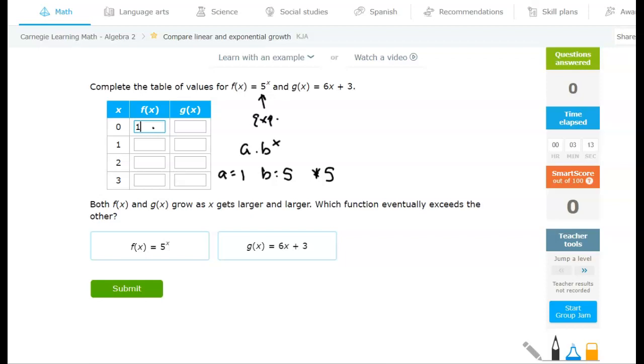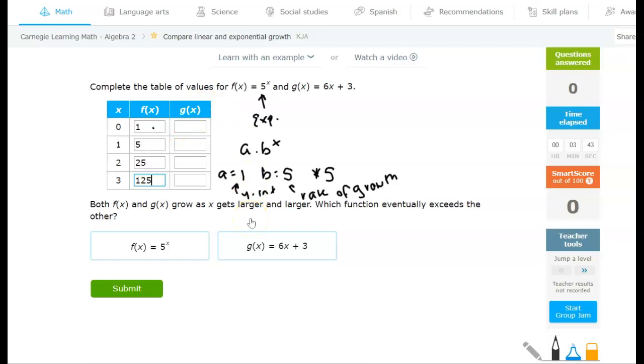So the a value in this case is the y-intercept. Let me write that here, y-intercept. And the b value is like my rate of growth in this case. So when I'm looking at this, I'm starting with 1, and I'm going to multiply by 5. So 1 times 5 is 5, and then 5 times 5 is 25, and then 25 times 5 is 125.